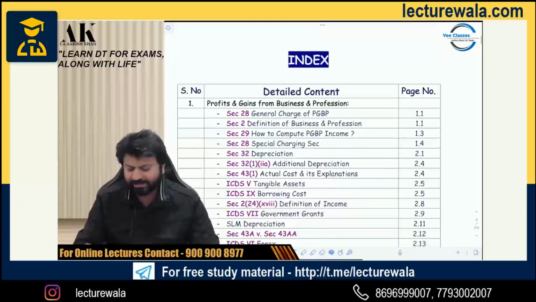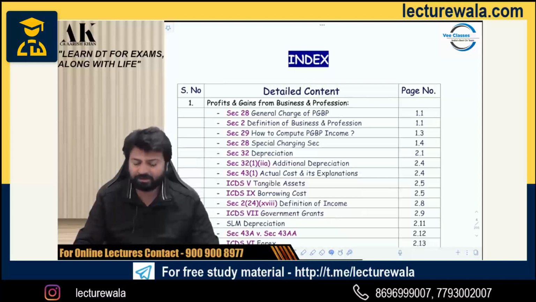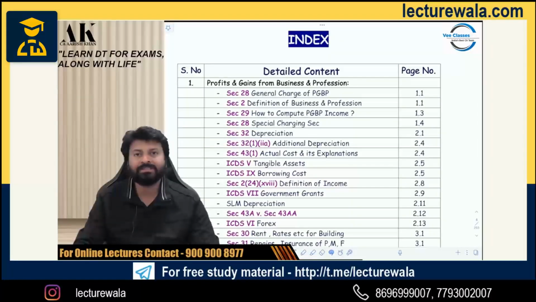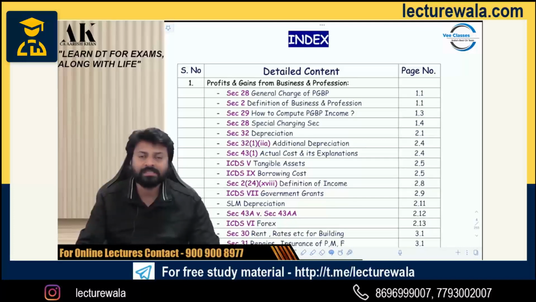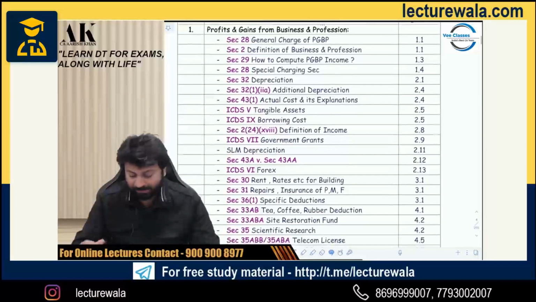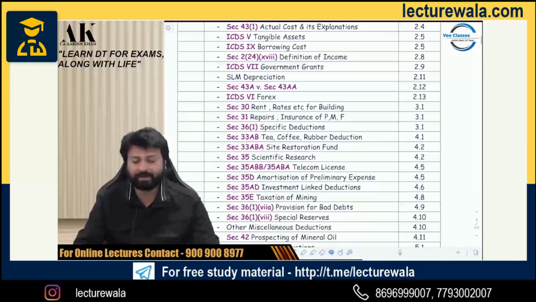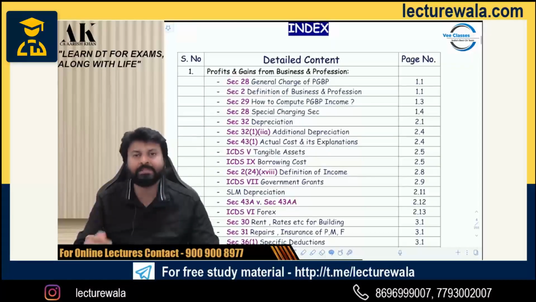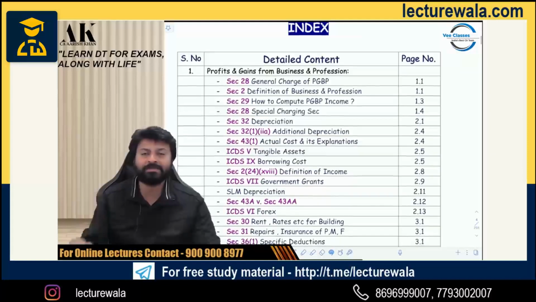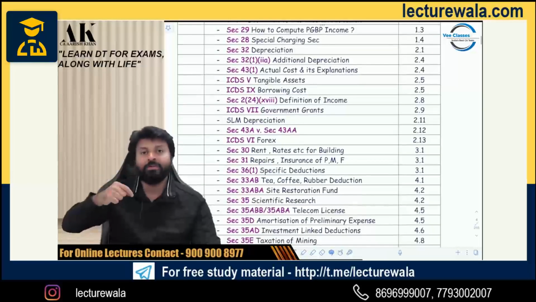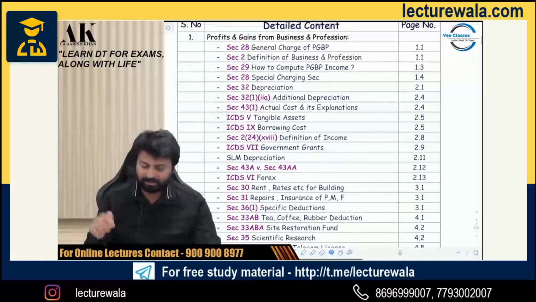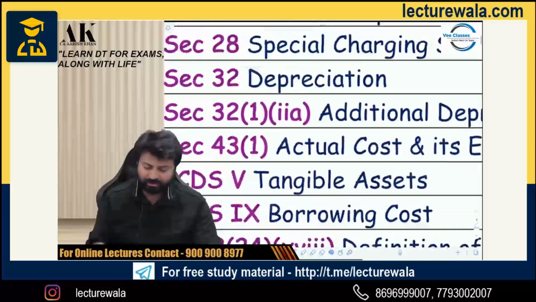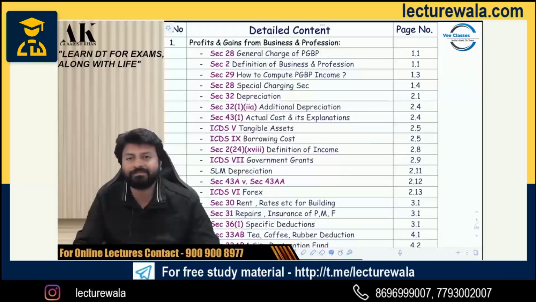Apart from that, we have also given a detailed index in the book that shows which provision is there on which page. We have given a detailed index, not topic wise, but concept wise. Check which concept is there on which page. It is not a topic. Topic is profits and gains from business and profession, but that is not what is mentioned as a page number. In that we have also mentioned the subtopics, like where is additional depreciation? It is here. It is on page number 2.4.